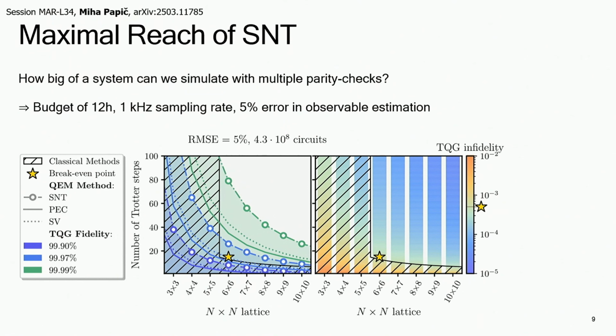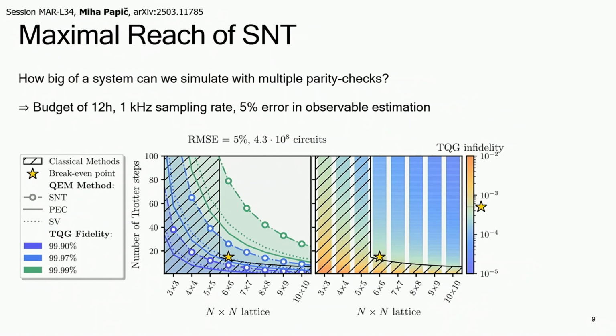If we give ourselves a 5% budget, let's say we want to be 5% accurate in estimating a single observable, then we can see, based on the size of the Fermi-Hubbard model and the number of Trotter steps, how far each error mitigation method, out of the 3 that we considered here in more detail, can take us. The different colors here correspond to different 2-qubit gate fidelities, so how good our system is, going from 99.9 to 99.99%. And this hatched region is what we think is doable classically.